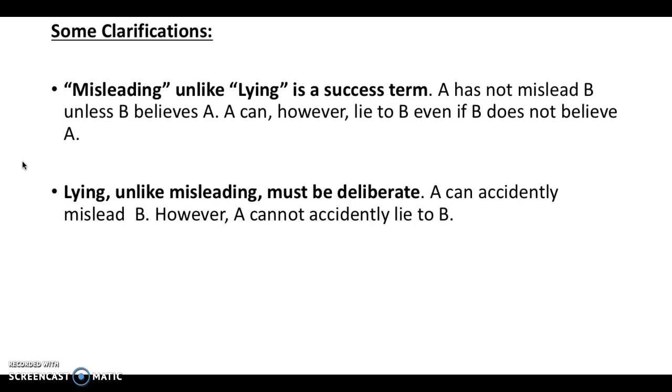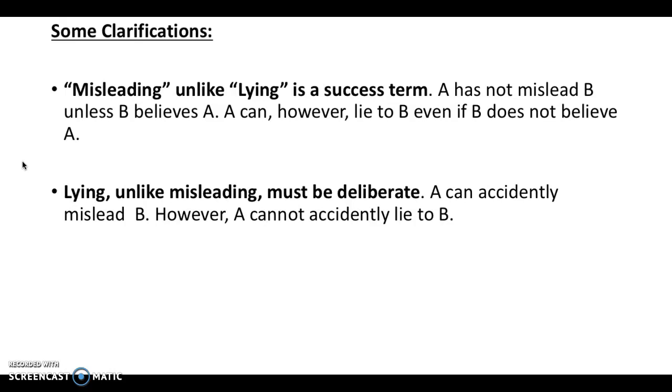Whereas lying is not a success term in that you can attempt to lie at somebody, fail at it, like you get caught lying at somebody. And just because you failed at lying doesn't mean that you didn't lie. It just means that you're a bad liar, right? Whereas if you fail at misleading somebody, then you can't be said to successfully have misled that person because you failed at it. So that's what it means for misleading to be a success term, unlike lying.